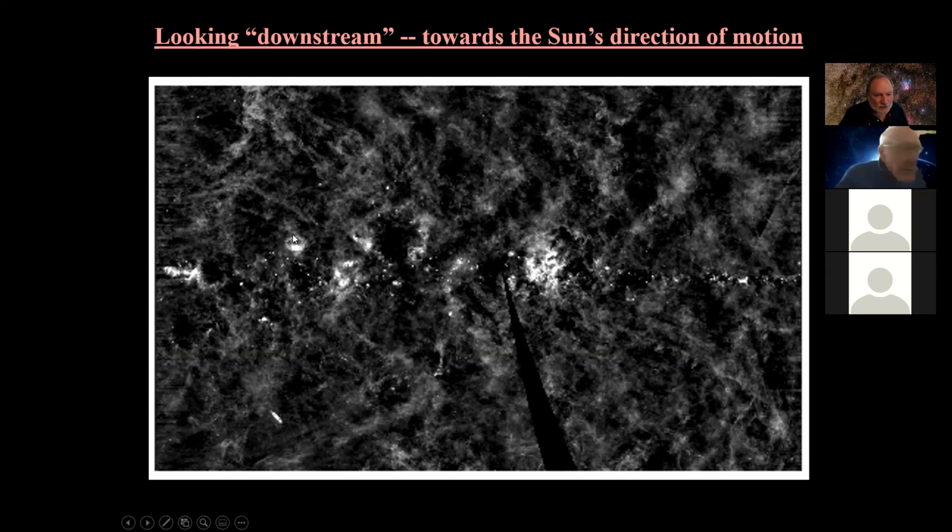This is the Cepheus Loop, which is yet another cavitated region due to prior star-forming activity. And here's the Heart and Soul Nebulae. But the froth, you know, it's everywhere. It's ubiquitous, and it has interesting structuring.